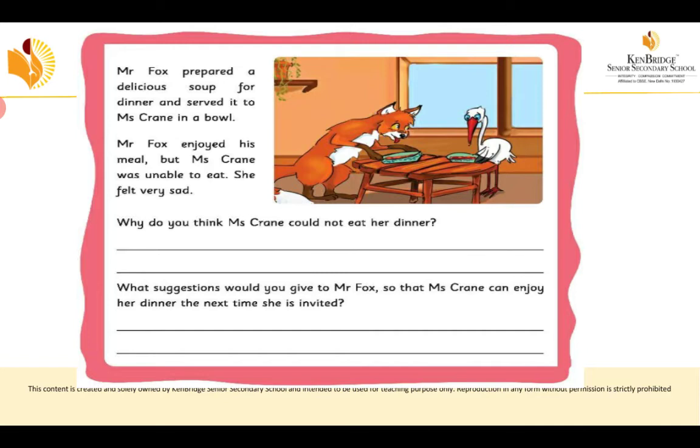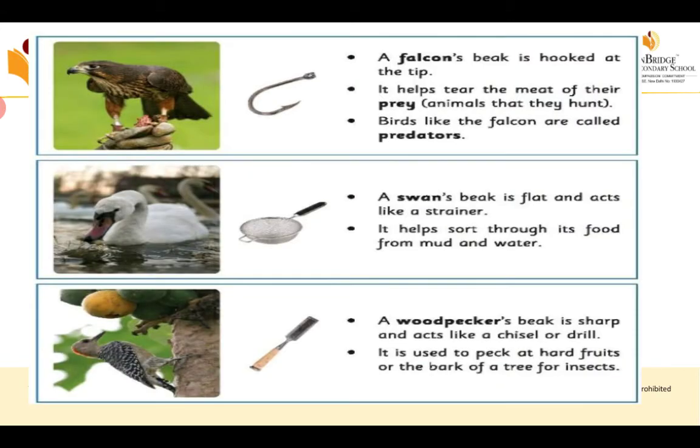What suggestions do you give to Mr. Fox so that Miss Crane can enjoy her dinner the next time she is invited? So you should write why it can't eat and what suggestion you can give. So write these two. Then we are going to see the different types of beak.